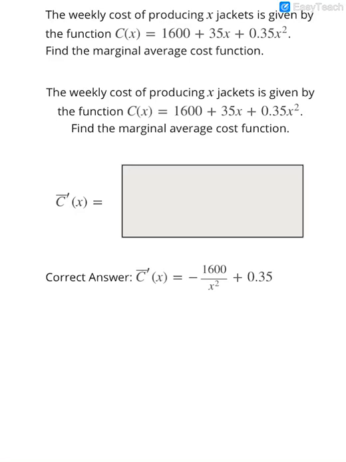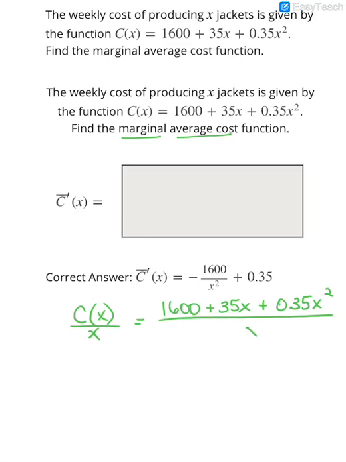In this particular problem, we're dealing with the weekly cost of producing X jackets. It's given by the function C of X equals 1600 plus 35X plus 0.35X squared. Now they want to know what the marginal average cost is. So you've got two things going on here. We first have to figure out what the average cost is, so we take the cost divided by x: 1600 plus 35x plus 0.35x squared, divided by x.